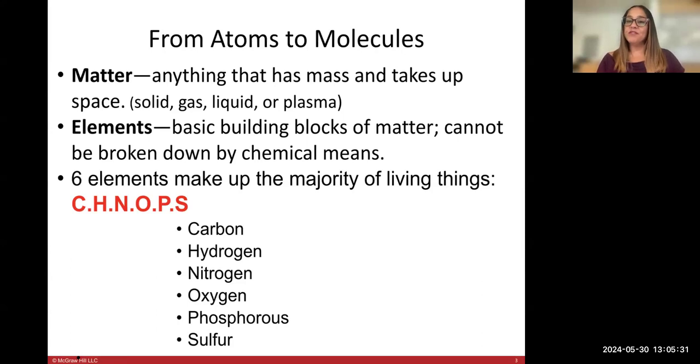Elements are the basic building blocks of matter. They cannot be broken down by chemical means. You've all seen the periodic table of the elements. I'm going to show it to you again here in a few minutes. That is the official definition of it.